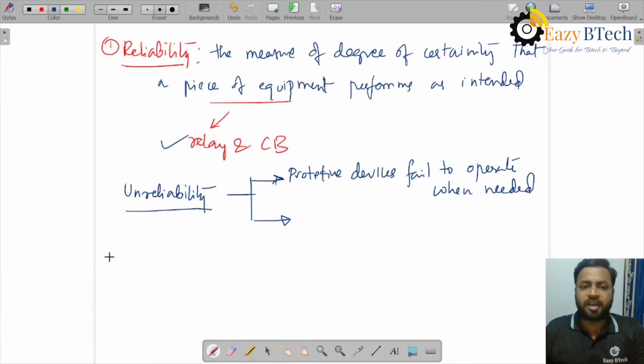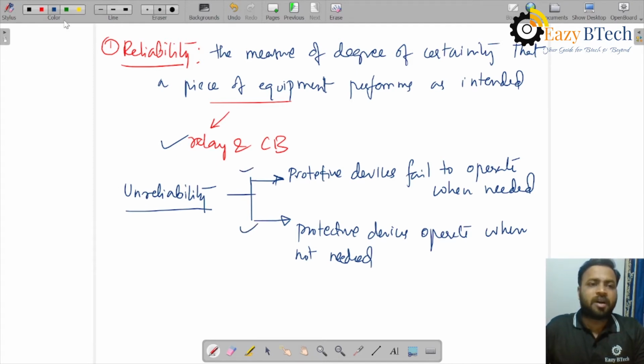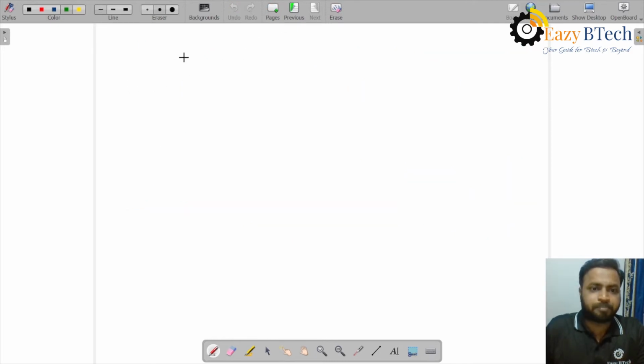There is one more reason for unreliability. It is that protective devices operate when not needed. These two are the main reasons when the relay and circuit breaker become unreliable. It might be because of reason 1 or because of reason 2. I will give you an example for you to easily understand this unreliability.